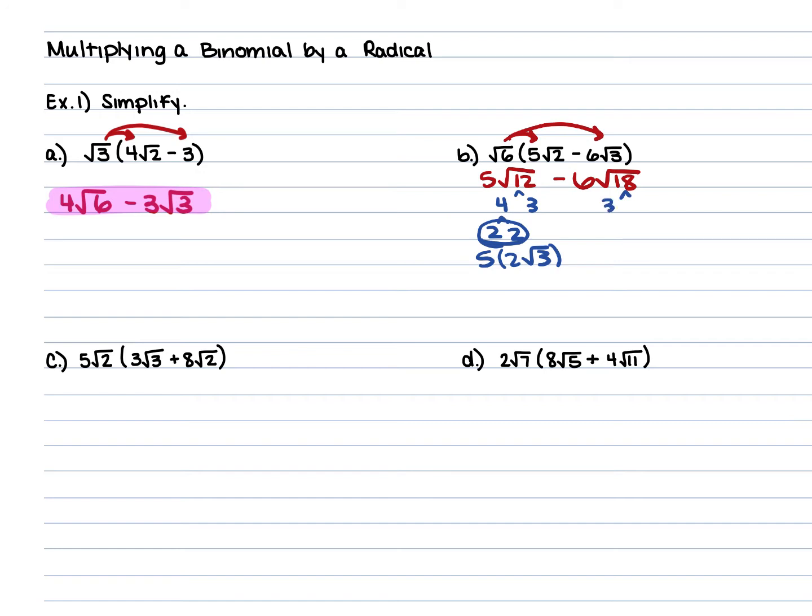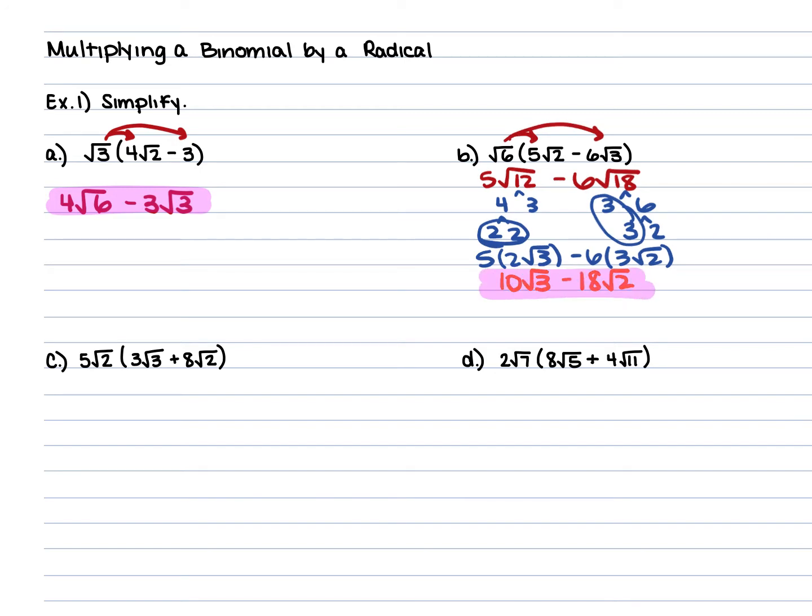The 18 is 3 times 6. 6 is 3 times 2. Those 3's pair up, so we're going to do negative 6 times 3 square root 2. When we multiply these, we're left with 10 square root 3 minus 18 square root 2.